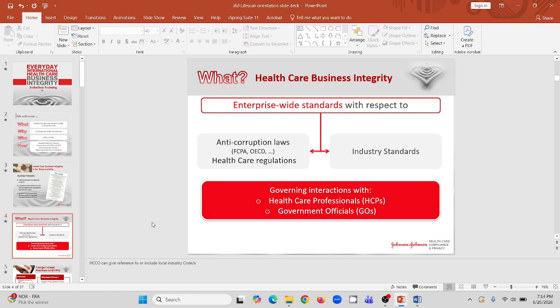So what were their guiding principles? Then standards, what are they with respect to? That is, governing interactions with whom? Basically, whatever this training is, who is it related to? Healthcare professionals, government officials. And if you look down again, every time look at the note section to see if any information is being provided to you. Some other body, HCCO, can give a reference or include a local industry code. This is something that you can write on the screen. We'll see if it is needed or not.